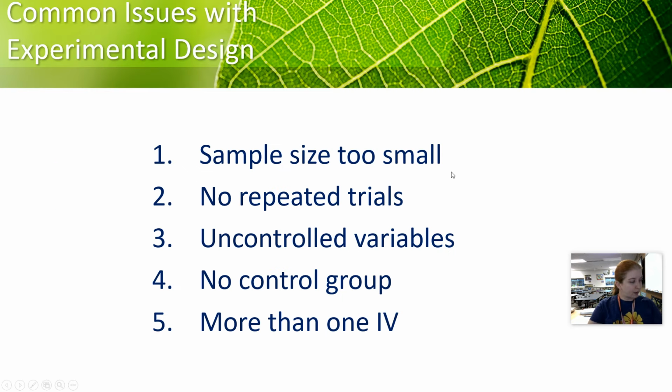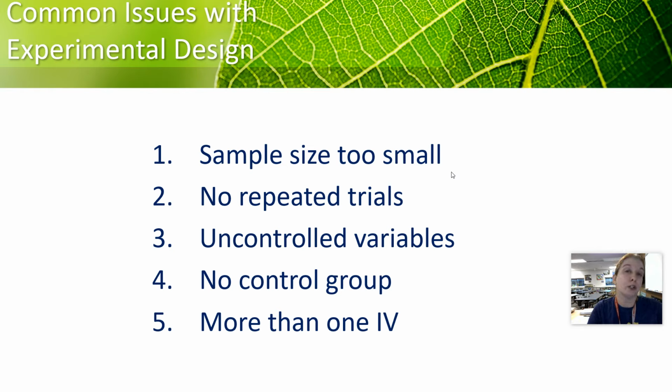So common issues with experimental design. This is also in your notes. You want to make sure you don't have a sample size that is too small. If it is not an accurate representation of a population, you can't really use that because it's not accurate. If there's no trials that have been repeated, you don't know if it's going to happen more than once. If there are uncontrolled variables in play, once again, it's not a very good experiment. You want to make sure there is a control group, and you want to make sure there's only one independent variable. Once you get more than one independent variable, it is a bad experiment.